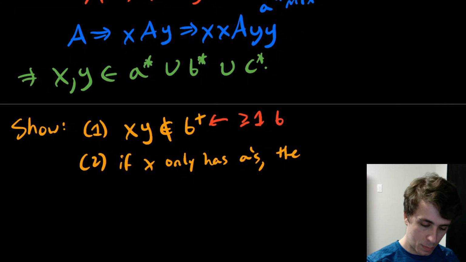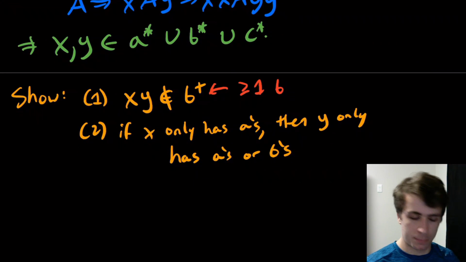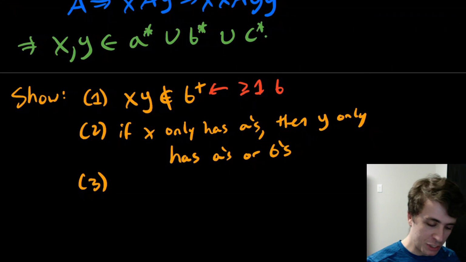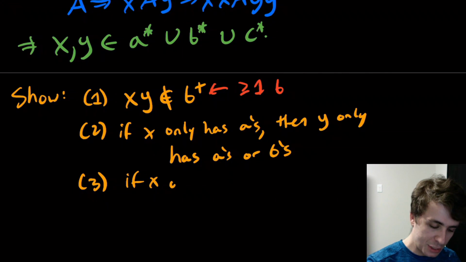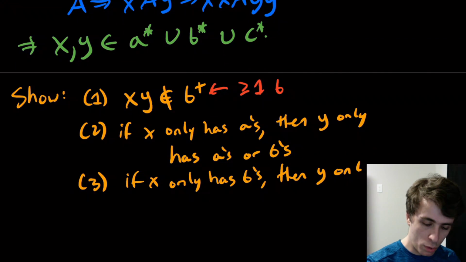then Y only has A's or B's. So it can't have C's at all. And then the third thing we'll show is actually very similar. If X only has B's, then Y only has B's or C's.